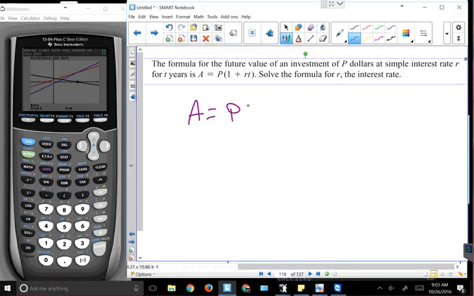A equals P times 1 plus rt. Okay. What would be the first thing to get rid of?